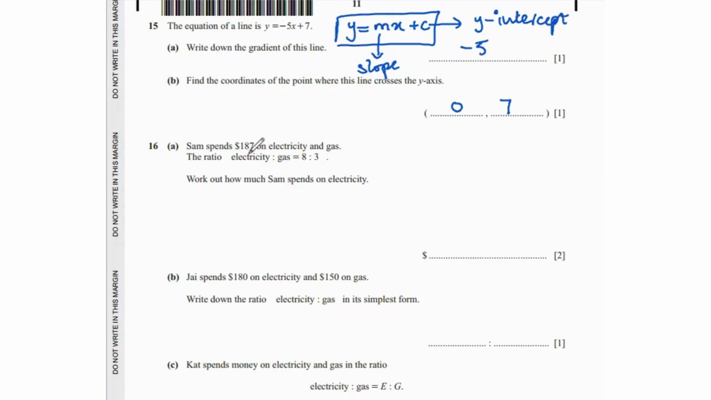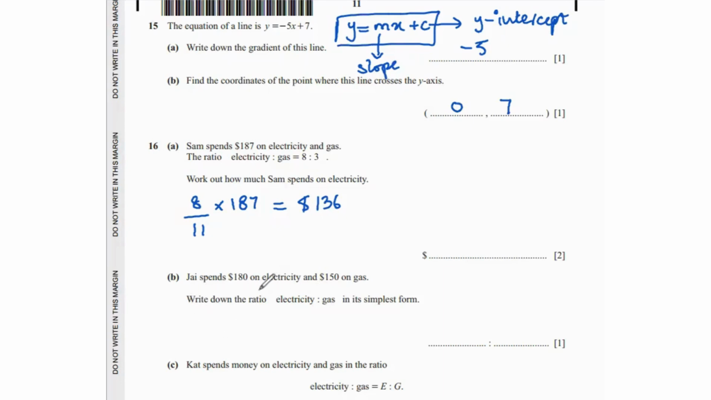Then it says Sam spends $187 on electricity and gas. The ratio electricity to gas is 8:3. Work out how much Sam spends on electricity. So we'll do 8 over 11 times 187, which equals $136. In ratios, you always add the quantities given in the ratio, and that becomes the denominator of the fraction, and numerator is the thing that we're talking about. So if we're talking about electricity, then the numerator will be 8. If we're talking about gas, numerator will be 3. And then you times the fraction by the total quantity to see what is the bill for that specific thing.